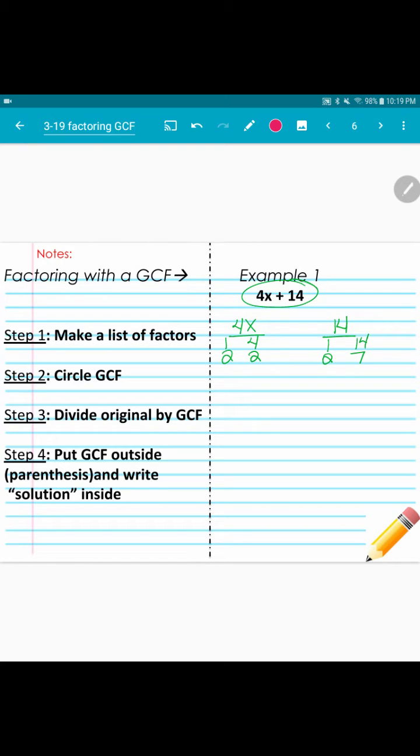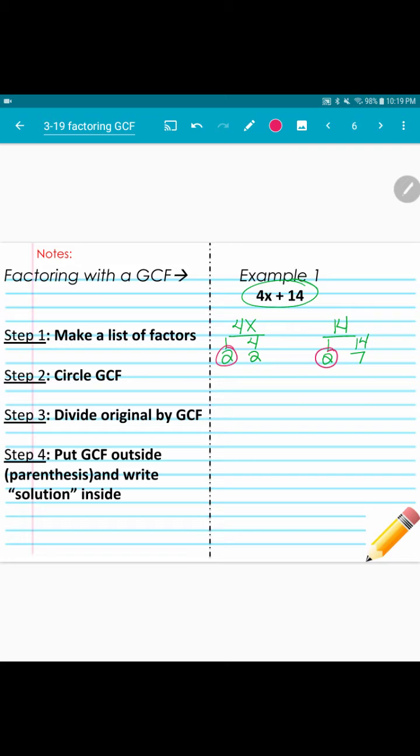Step 2. Make sure as we're going through this that you pause the video and do copy down your steps, and you're setting up your notebook exactly the way it looks on my tablet. So I have 2 sides split down the middle, and now we're writing the example. If you need to pause and do that, please make sure to go ahead and do that. So step 1, make a list of factors. We have that. Step 2, circle our GCF. So my GCF in this case is going to be 2.